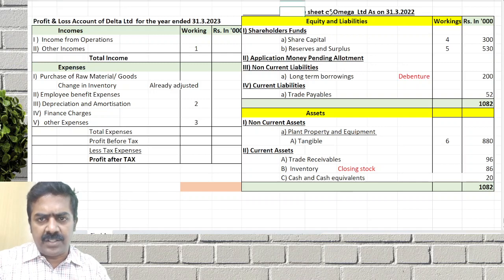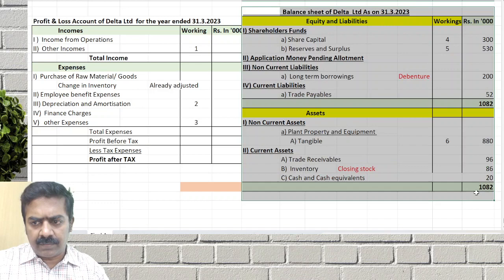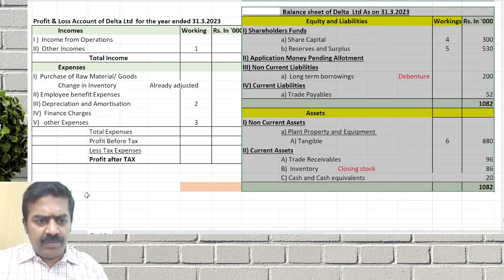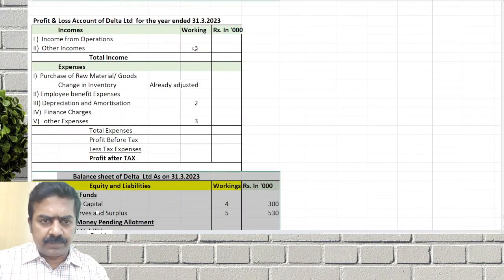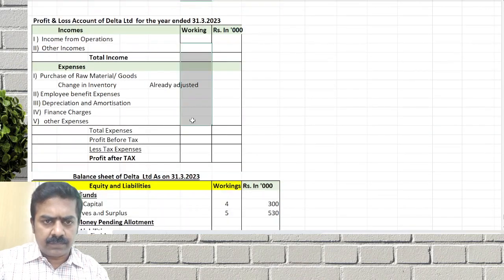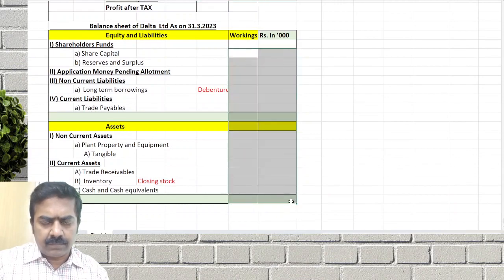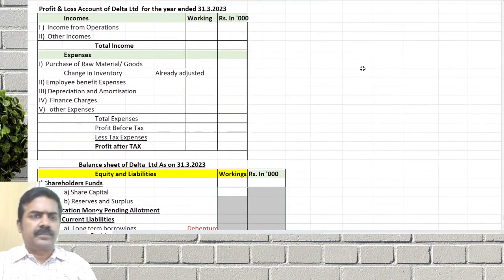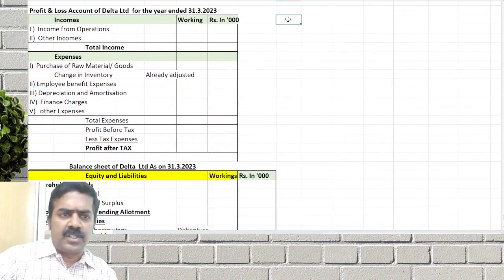This is also the balance sheet of Delta Limited. So leave 2 pages gap and start with notes to accounts. Shall we start? Let us do it together. What is the first one?